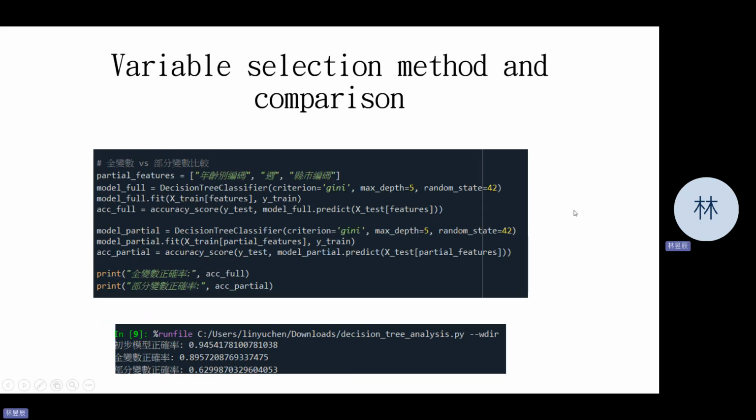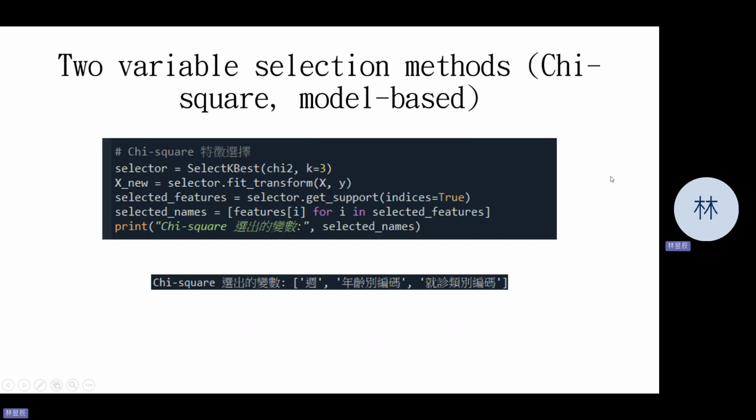And the variable selection method and comparison. The second picture shows the total variable accuracy is 0.8, and the partial variable accuracy is 0.6. And two variable selection methods. And we chose weekend, age, and category code.